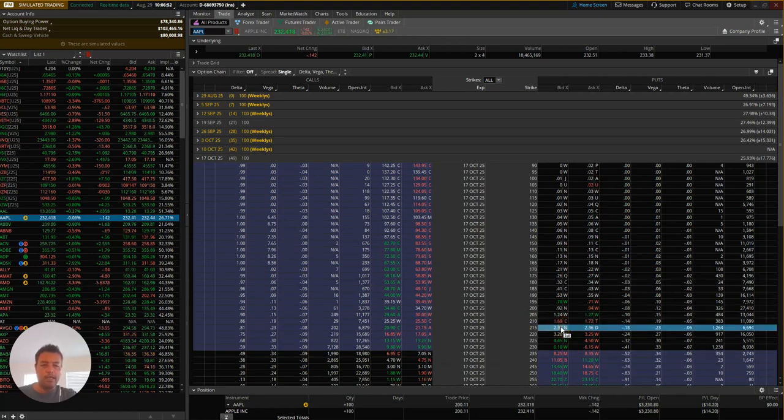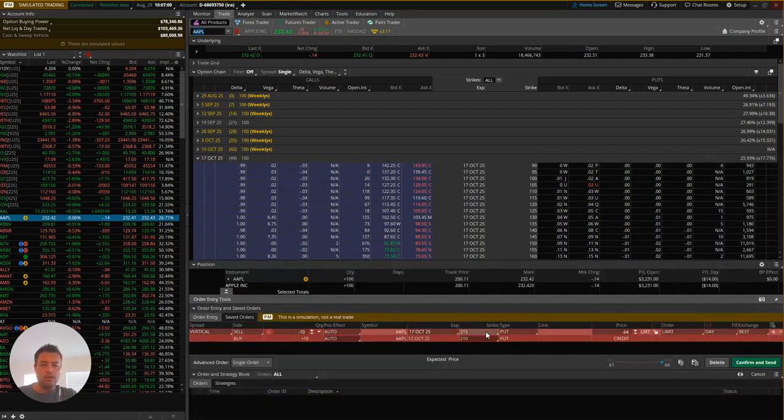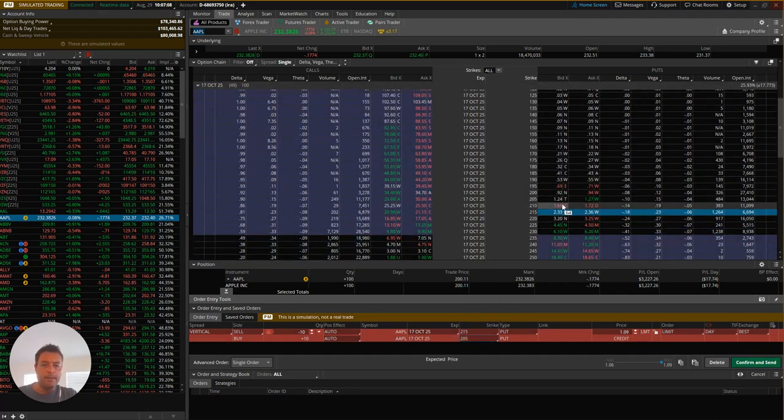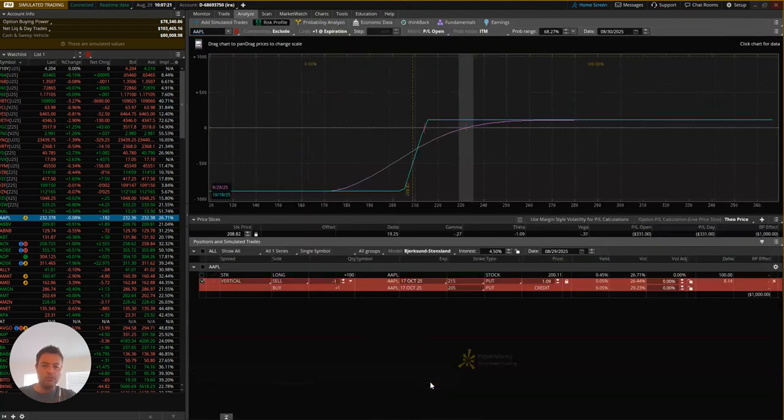I would have sold an 18 delta strike: right click, sell vertical. So I'm selling at the 215 strike and buying the $10 wide strike, so 205 is my buy point. Where is 205 trading? It's at 10 delta. Okay, totally fine. So I'm selling at 18, buying at 10, and then I would have traded one contract. That's my go-to to enter the trade or start a position.